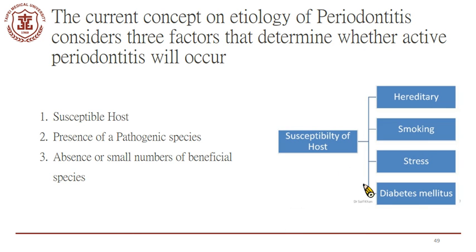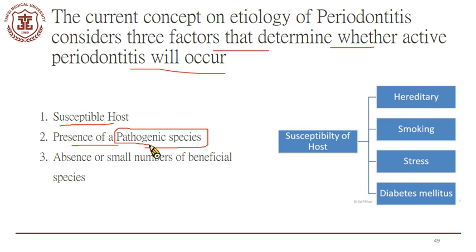So of course the current concept of etiology of periodontitis considers 3 factors that determine whether an active periodontitis will occur. We have been seeing all this connection between bacteria. Now we have all these bacteria in the dental plaque. How do we know which one will make us have periodontal disease? So the concept right now is we need to have a susceptible host. We need to have the presence of pathogenic species, and absence or a small number of beneficial species. So if your oral microbiota is decreased and you have some pathogenic species, pretty much you will have periodontitis.